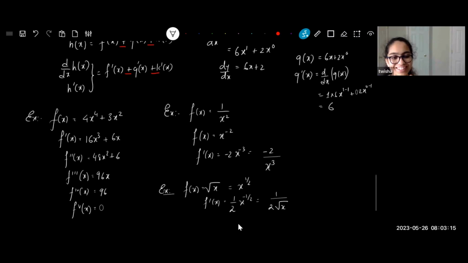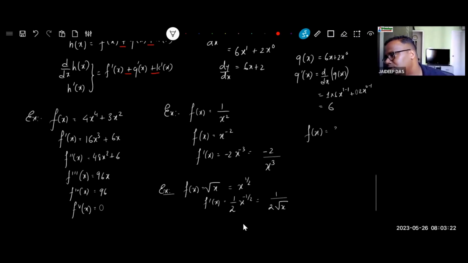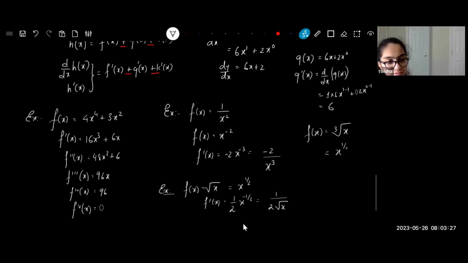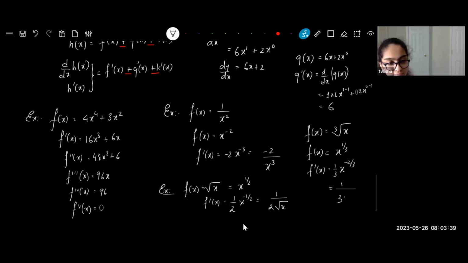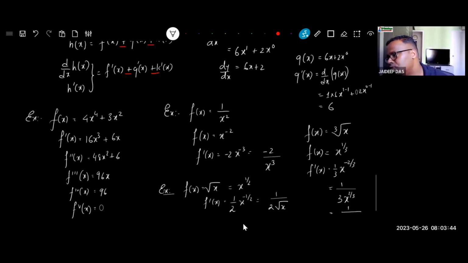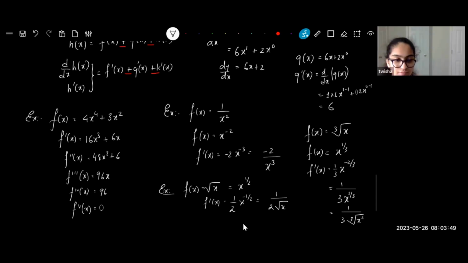Can you do a cubic one? Can you do a cube root? Why not? Take it. f of x is equal to cube root of x. So it's x to the power 1 by 3. So f dash x would be equal to 1/3 x to the power 1/3 minus 1. So it becomes x to the power minus 2/3. So it's 1 by 3 x to the power 2/3. If you want to write it in a more stylish way, it's 1 by 3 cube root of x squared.